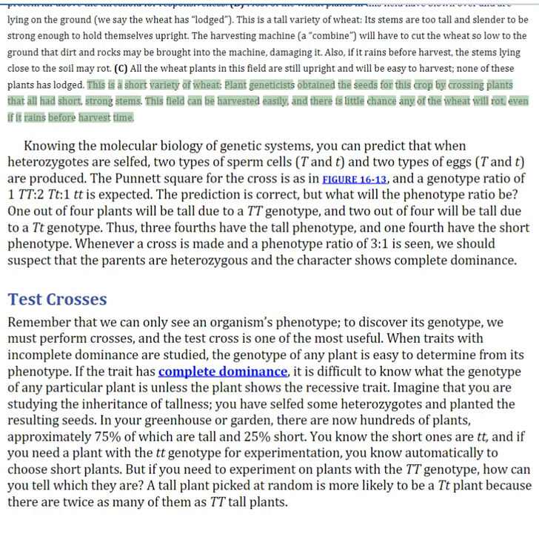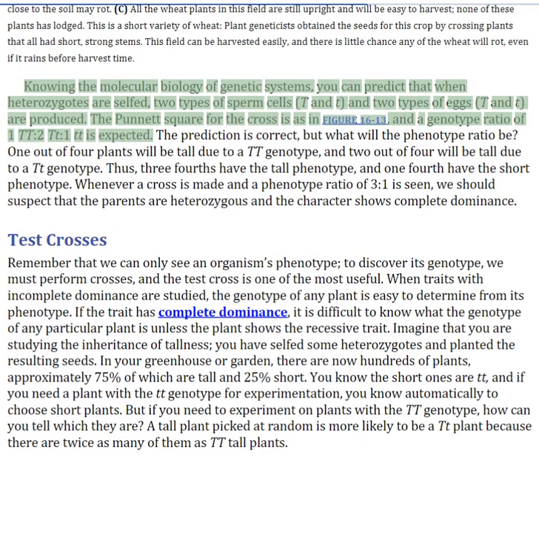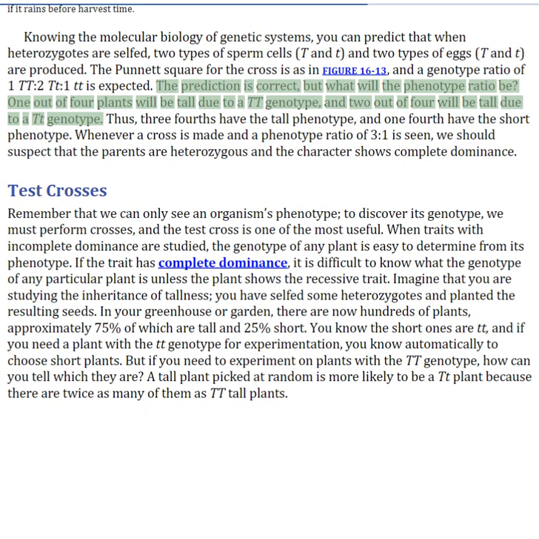Knowing the molecular biology of genetic systems, you can predict that when heterozygotes are selfed, 2 types of sperm cells and 2 types of eggs are produced. The Punnett square for the cross is as in figure 16:13, and a genotype ratio of 1 TT, 2 Tt, 1 tt is expected. The prediction is correct, but what will the phenotype ratio be?